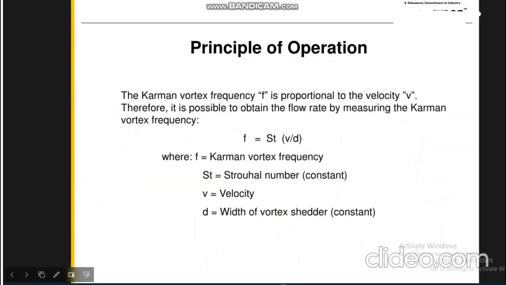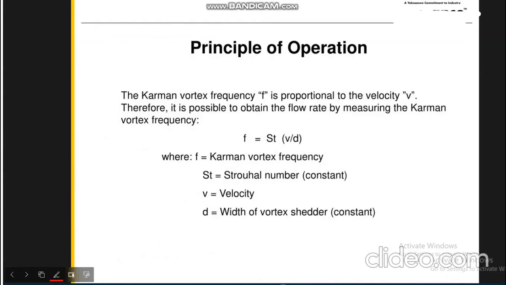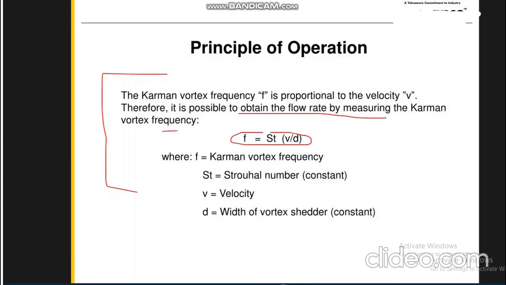Frequency is directly proportional. This is the Kármán vortex frequency, and this involves the Strouhal number. This is the main formula of this particular operation. The Kármán vortex frequency F is proportional to the velocity V. Therefore, it is possible to obtain the flow rate by measuring the Kármán vortex frequency. This is the formula: F equals St times V divided by D. F is the Kármán vortex frequency, St is the Strouhal number, V is the velocity, and D is the width of the vortex shutter, which we have seen earlier.